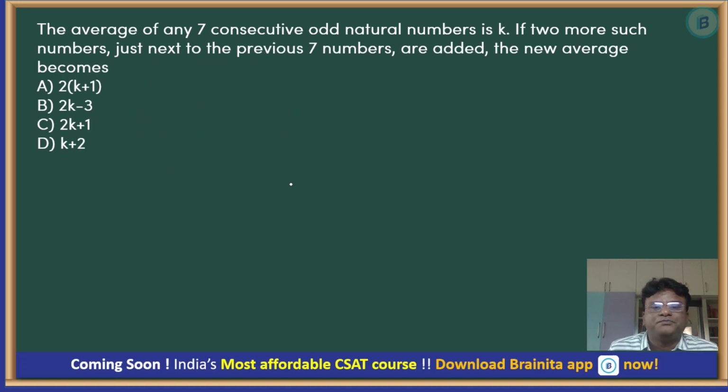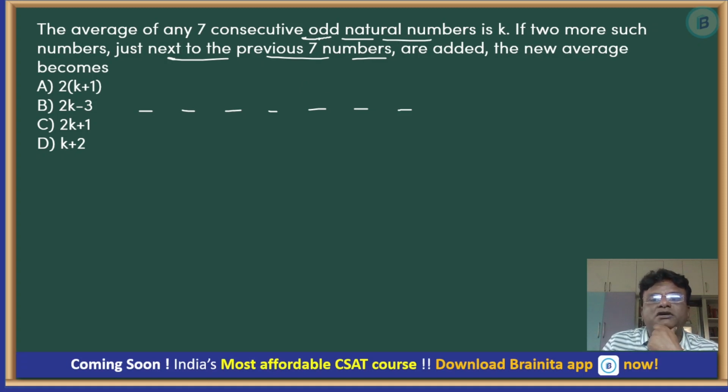Let us see the next question. The average of any 7 consecutive odd natural numbers is k. If 2 more such numbers just next to the previous 7 numbers are added, the new average becomes... We know that 1, 2, 3, 4, 5, 6, 7, for 7 numbers which are consecutive odd natural numbers. Okay, never lose sight of all this. So these are all consecutive and odd numbers. Now their average is k. So irrespective of whether they are odd, even or just consecutive, the average would always be the middle number. So this average number is k.